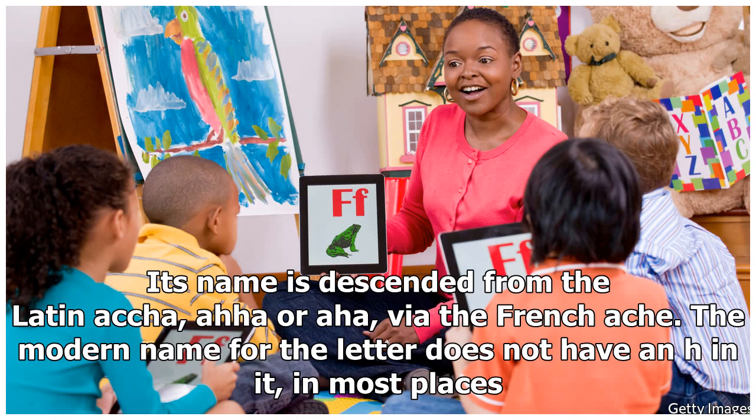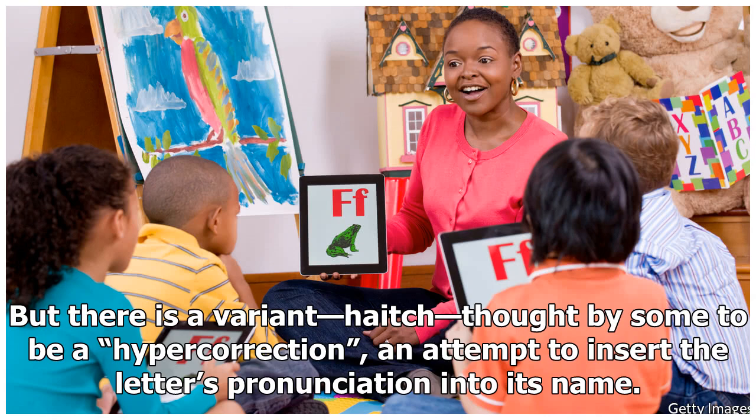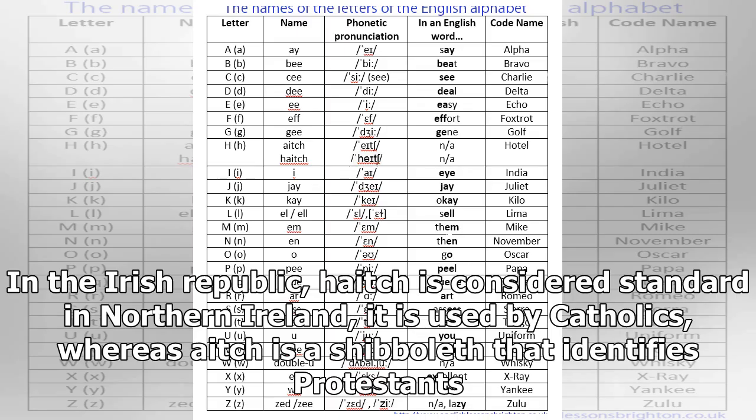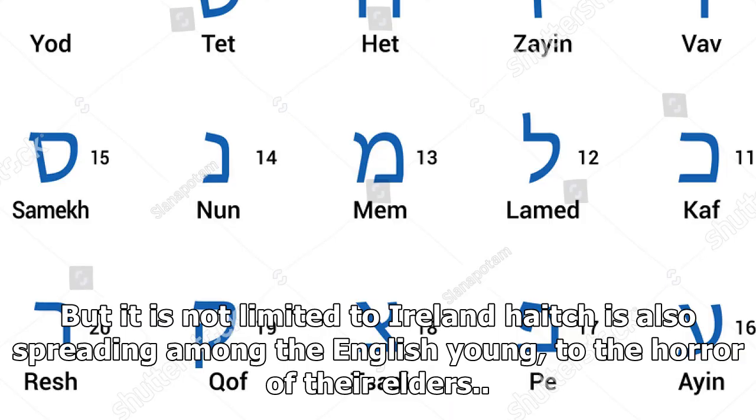Its name is descended from the Latin "aha", or "aka", via the French "ache". The modern name for the letter does not have an H in it, in most places. But there is a variant, "haitch", thought by some to be a hypercorrection, an attempt to insert the letter's pronunciation into its name. In the Irish Republic, "haitch" is considered standard. In Northern Ireland, it is used by Catholics, whereas "aitch" is a shibboleth that identifies Protestants. But it is not limited to Ireland. "Haitch" is also spreading among the English young, to the horror of their elders.